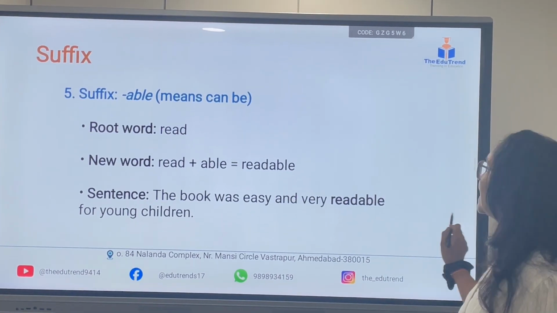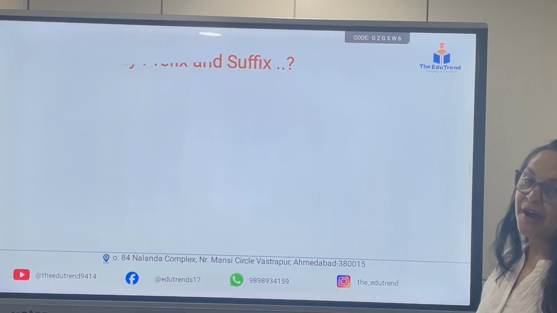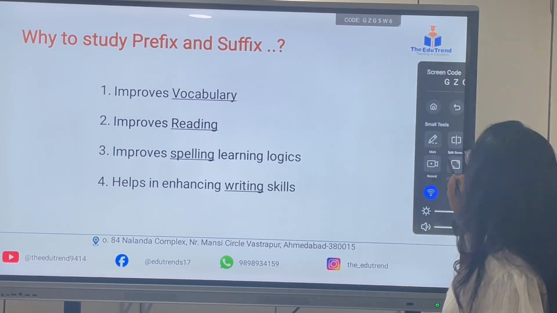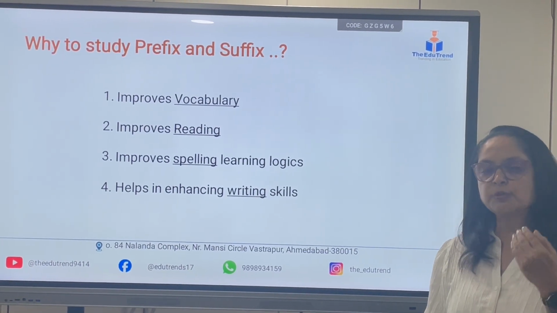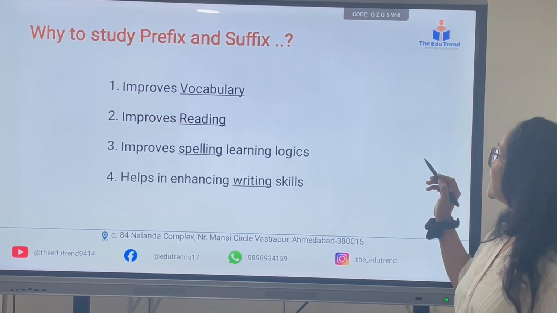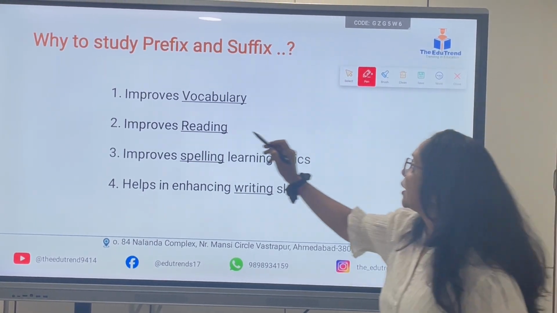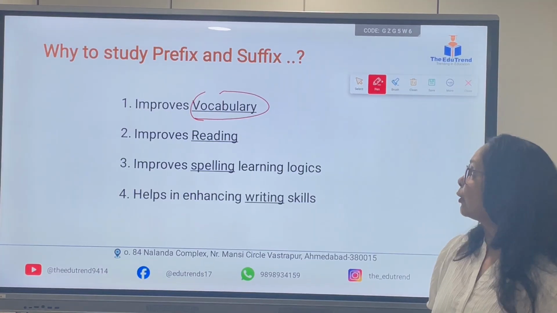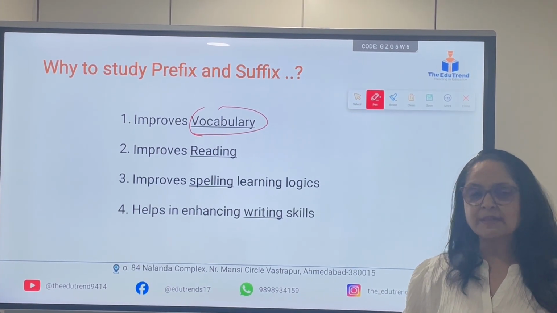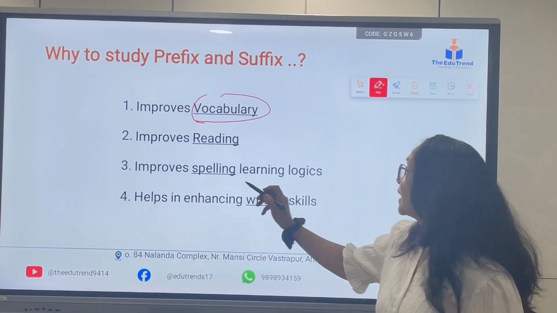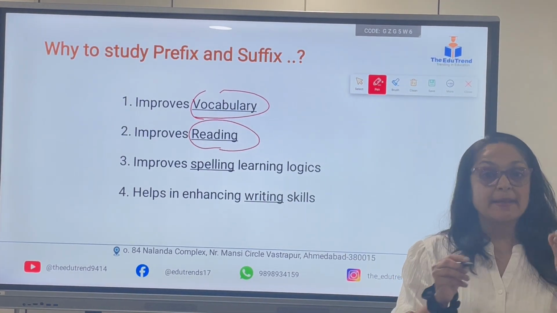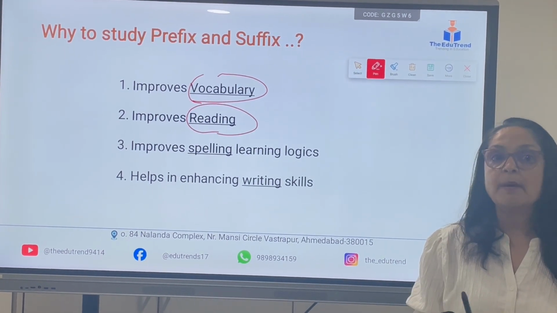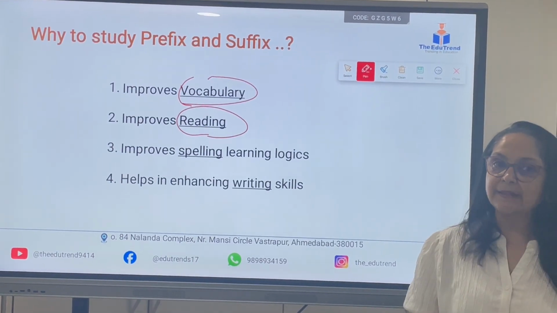Okay. And here comes something interesting for you to know: why we should understand prefix and suffix. The first and foremost thing is that it helps you very nicely to develop your vocabulary, because every now and then we run behind things, how to do, what to do. So vocabulary is important, and this is how you can develop it. Your reading skills will improve because you will be emphasizing prefix and suffix like unhappy, dislike, achievement. So your reading also will improve.